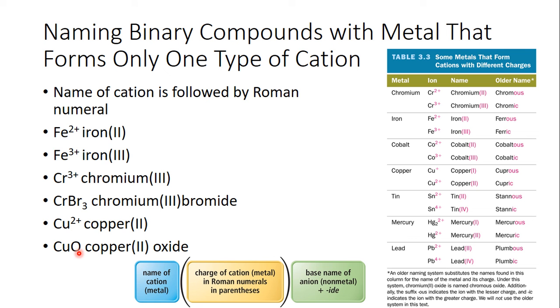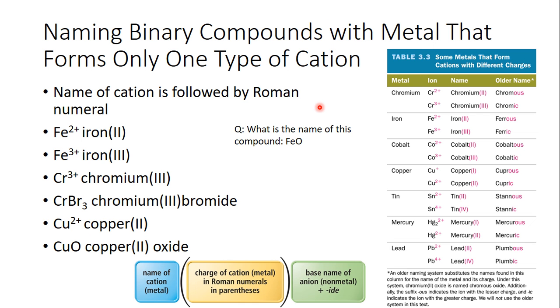Same thing with copper oxide. Oxygen will always have a -2 charge. Therefore, for this to be neutral, copper has to have a +2 charge, so we get copper(II) oxide. So it's the name of the metal, the charge of the cation in Roman numerals in parentheses, plus the base name of the anion. And here are some common types of cations with their charges.